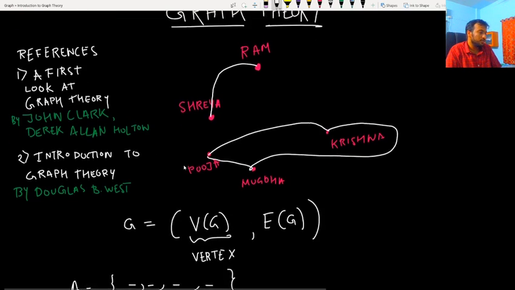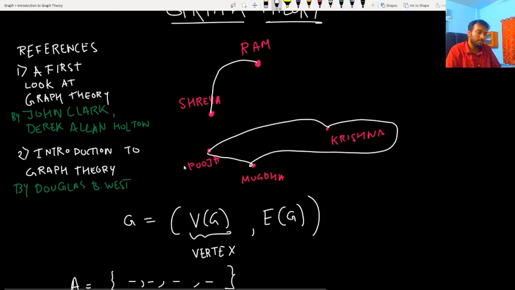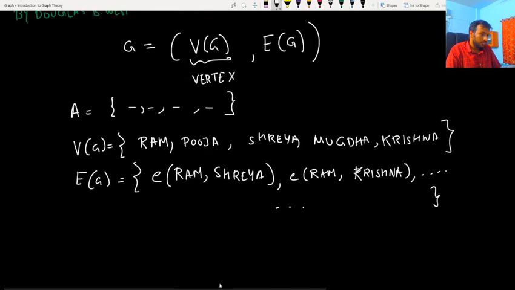The meaning of a graph can be anything. It could be friendship or it could be money transactions. For example, Ram is paying some money to Shreya, and Pooja is paying some money to Krishna, and Krishna is paying some money to Mukta, something like that. The meaning of the graph can be anything, and that is why it can be applied to many places. So, having said this, this is the definition of a graph.